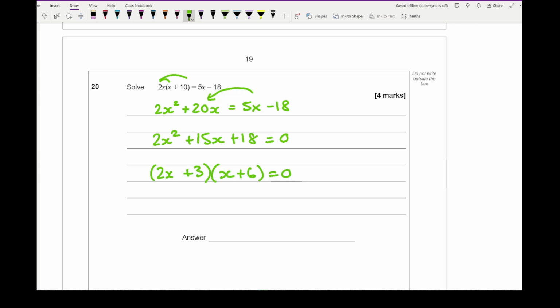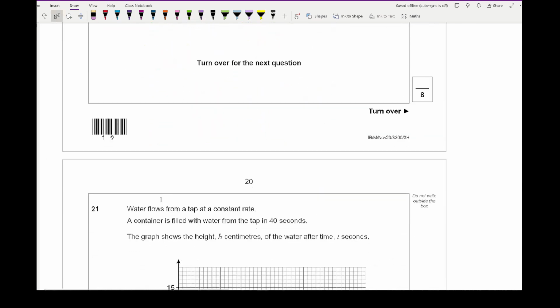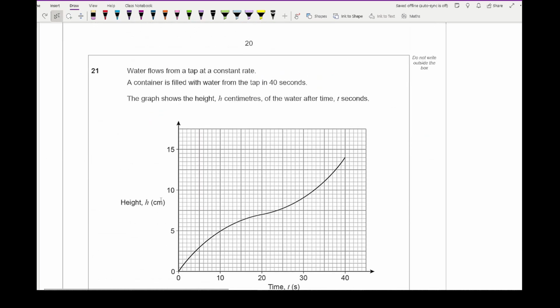And then from this, we then just need to solve each of the brackets. So 2x plus 3 equals 0, so x equals minus 3 over 2. So that's one value. Or x plus 6 equals 0, in which x equals minus 6. So our two answers are minus 3 over 2, or minus 1.5, or minus 6. So any of those numbers in any order. And if you want to write it as a fraction or a decimal, then that would also be absolutely fine for the 4 marks.